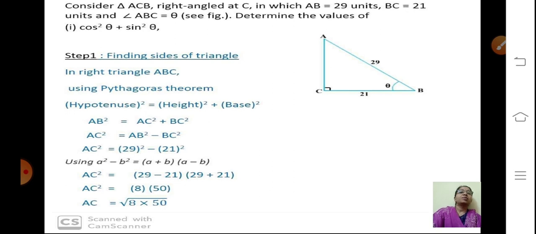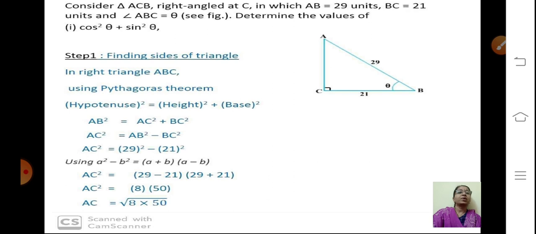Consider triangle ACB, right angle at C, in which AB is equal to 29 units, BC is equal to 21 units and angle ABC is theta degree. Now determine the value of cos square theta plus sin square theta. Right. So our first aim is to find out the sides of the triangle. Two lengths are already given. Now our aim is to find out the third length AC.